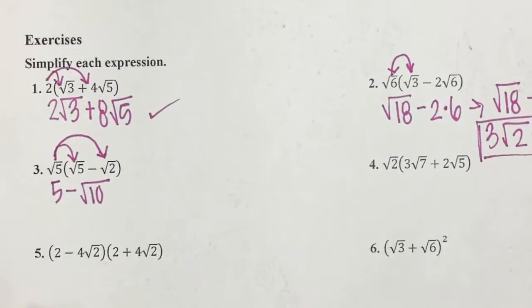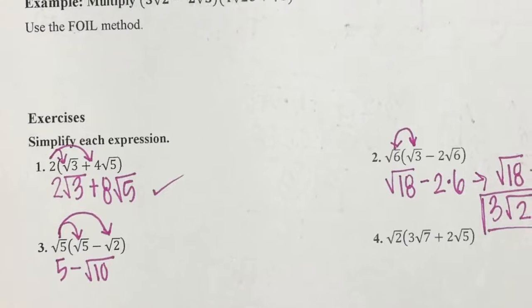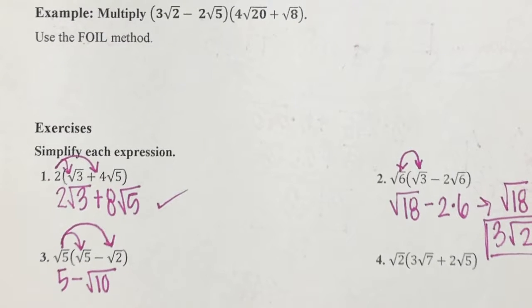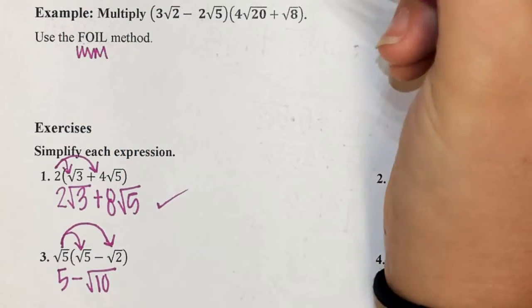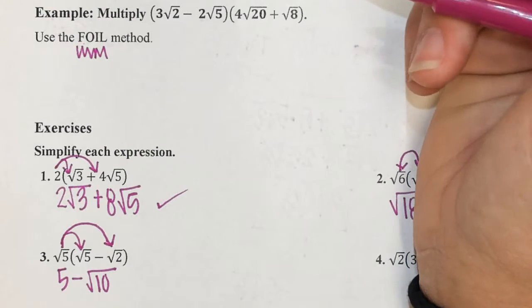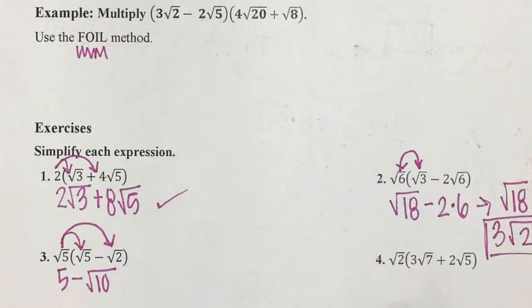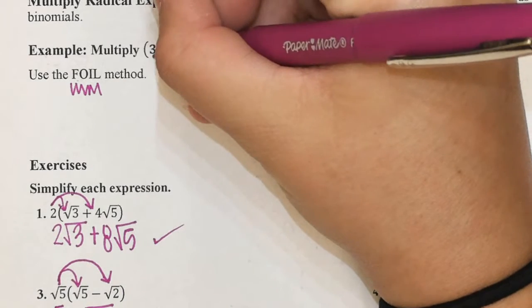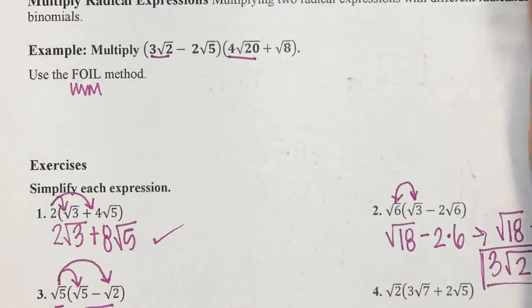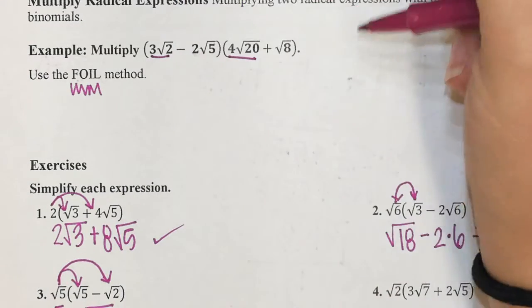Okay, now let's go back up to the example I skipped. There are 2 sets of parentheses, which means I have 2 binomials, and when we have 2 binomials, we have to FOIL. So first times first, outer times outer, inner times inner, last times last. So let's do it one step at a time, slowly, and pay attention. First times first.